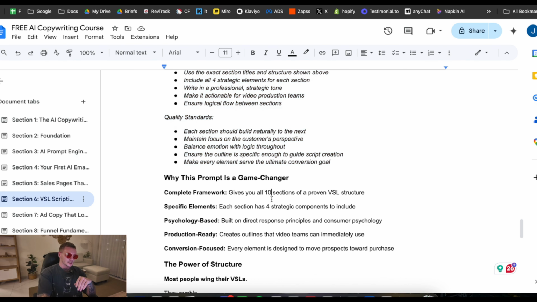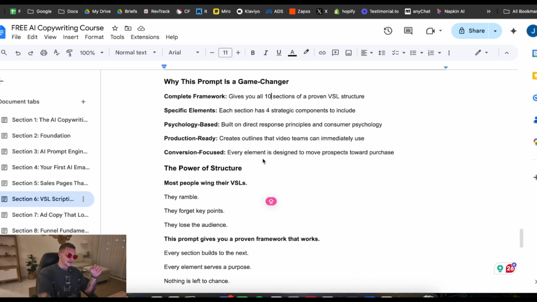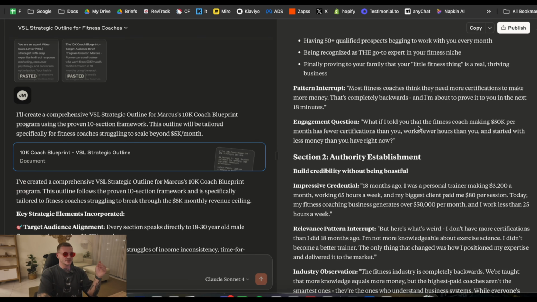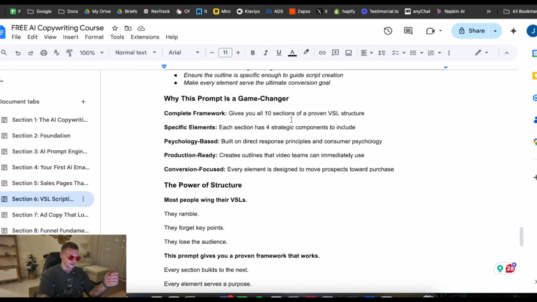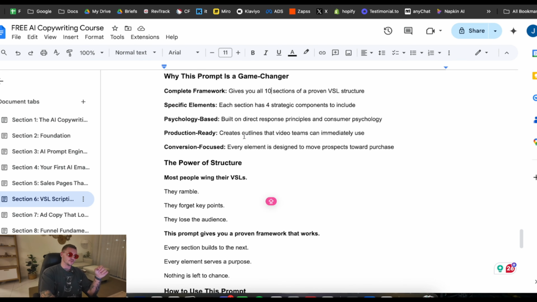So again, this prompt is an absolute banger because it's going to give you all the 10 sections of a proven VSL structure that I've extracted from watching God knows how many VSLs, and a lot of them follow this exact structure. There's a few different structures. There's other ones that I have in my paid program that follow a different structure, more like a landing page, like they have a lead, whereas this one just starts talking about pain points and then calling out a problem, etc. Whereas we have other ones that are more story based and more storytelling, but it uses a proven structure.